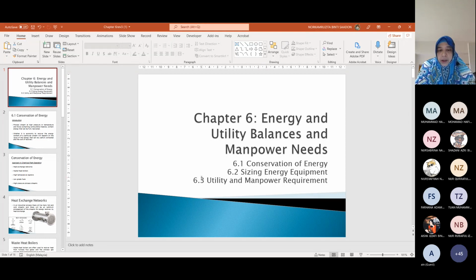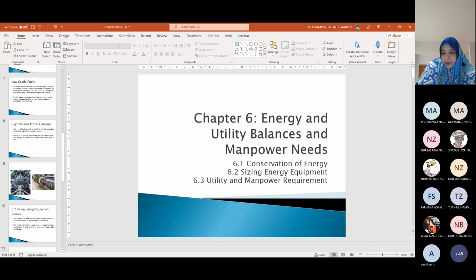There are about four subtopics in this chapter regarding energy and utility balances. The first one is the conservation of energy. The second is the sizing of energy equipment and the utility manpower requirement. And the last subtopic for this chapter is pinch technology. The pinch technology is the part that you're going to apply to your major equipment using Aspen simulation.